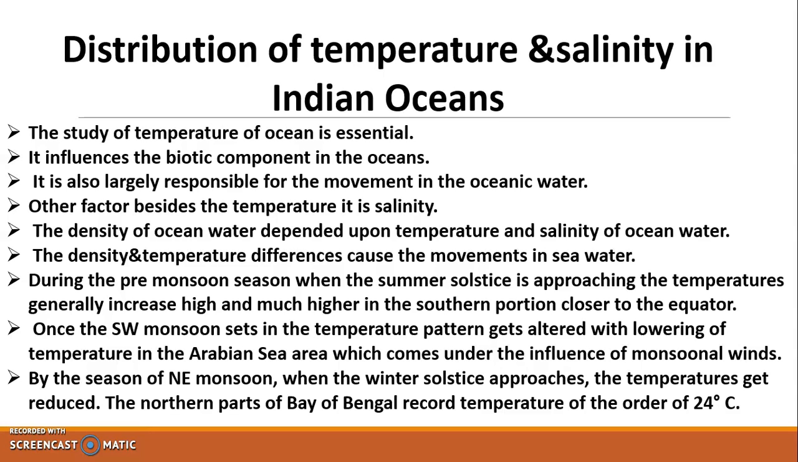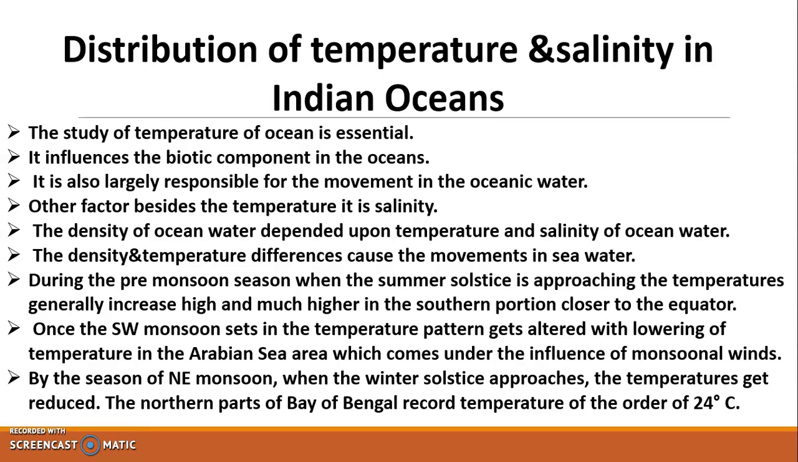It is also largely responsible for the movement in the oceanic water. Another factor besides the temperature is the salinity. The density of the ocean water depends only on two factors, that is the temperature of the water and the salinity of the water. The density and temperature difference causes the movement in the seawater. Whenever there is a difference in the density and the temperature, there is a movement in the seawater. The movement can be fast, it can be slow. On the basis of that, the tides are created.